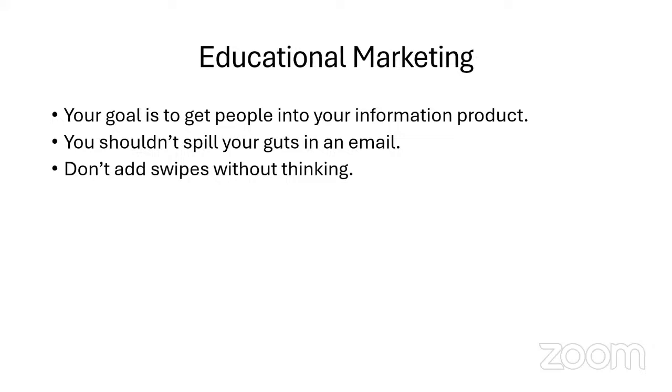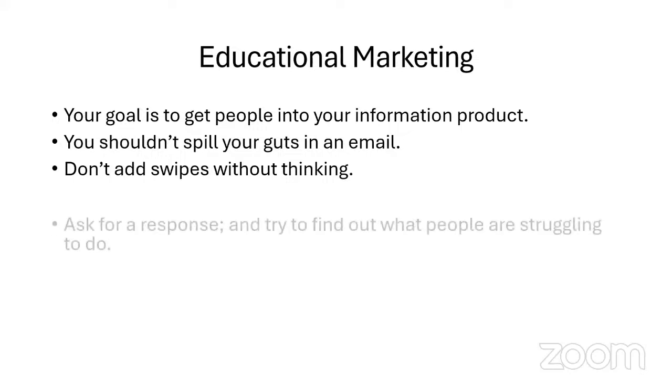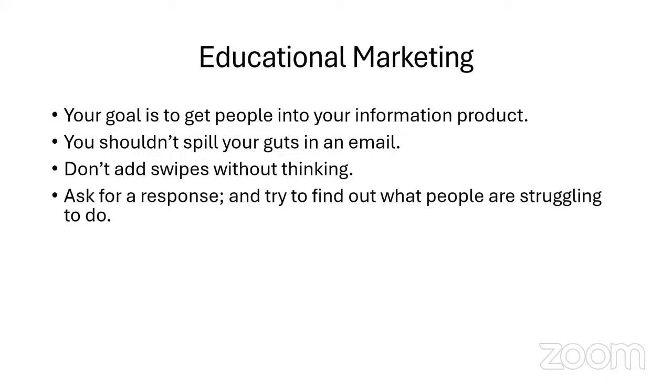It's very common amongst internet marketers to go and get swipes. Don't just take a swipe and put it in your email and send it out. First of all, it's probably going to go to spam because that's what most people are going to do anyway. But really, it's not all that effective. So if you're going to try to get people into an information product, don't just take a swipe, put it in your autoresponder and send it out. Try to ask for a response.